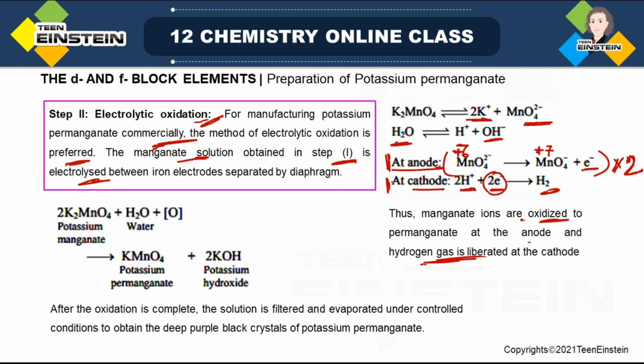But if you consider the overall reaction, it is K2MnO4 reacting with water, and this is oxidation. So that is why it is written in this way. And what are we getting? We are getting KMnO4 and also KOH. Now see, here H+ is converted to H2, right? And K+ is there. OH- is also there. So this K+ and OH- together will make potassium hydroxide. Okay? Because this is nothing but K+ and OH-.